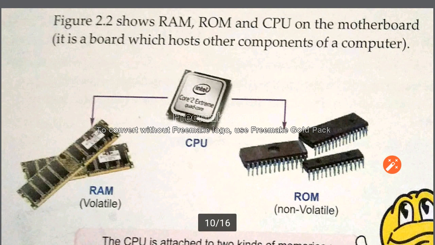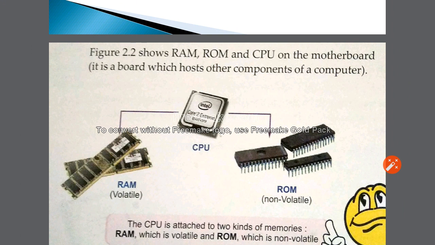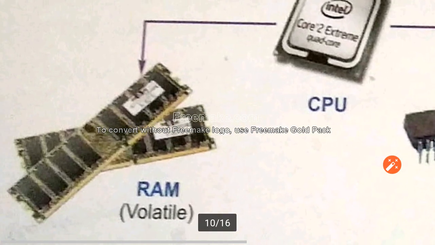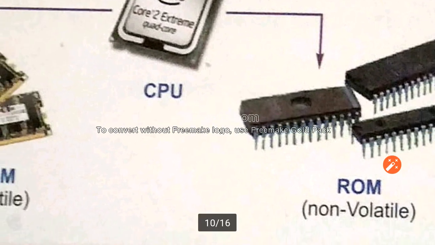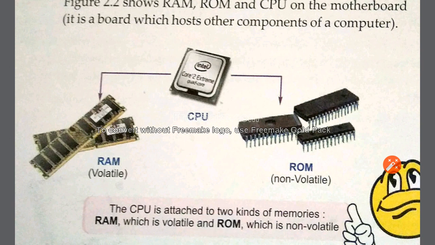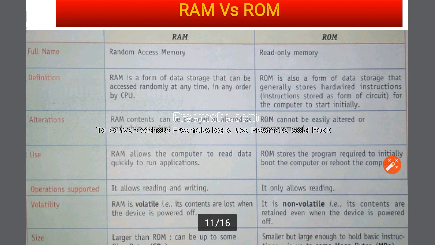Now over here on the screen, you can see one picture of RAM and ROM and CPU on the motherboard. So the CPU is attached to two different memories. One is RAM, another is ROM. Getting it? So this is the RAM, you can see in the picture, and this one is ROM. I hope all of you can now identify which one is RAM and which one is ROM. RAM is volatile and ROM is non-volatile. Now let us see what is the difference between RAM and ROM.